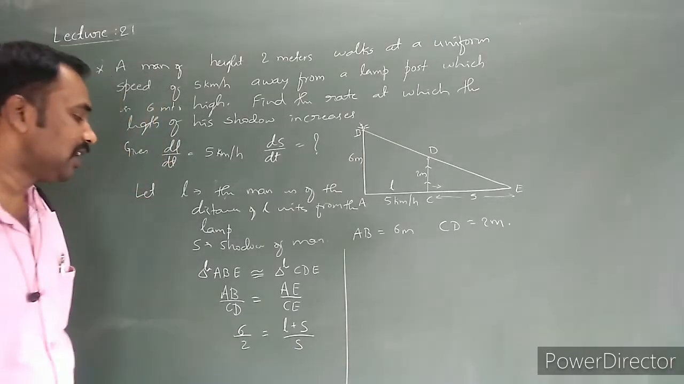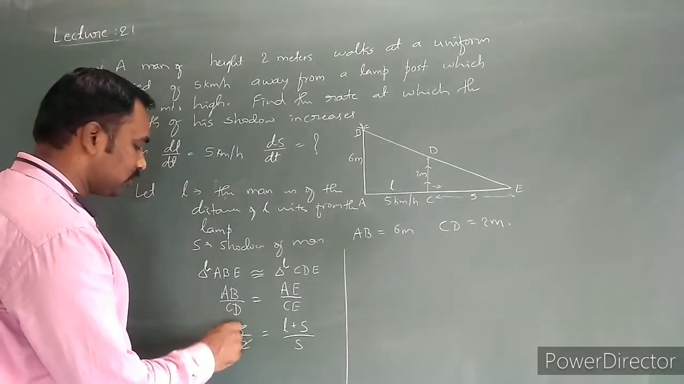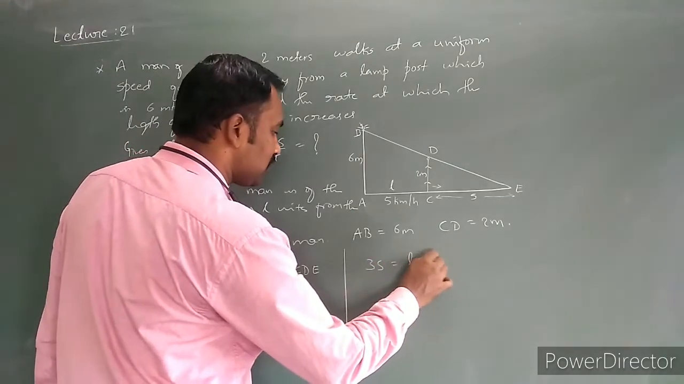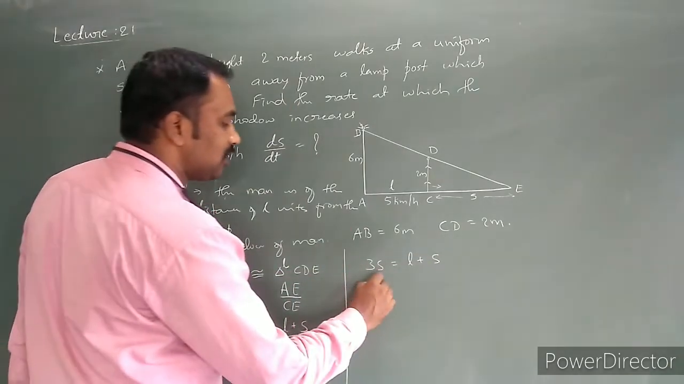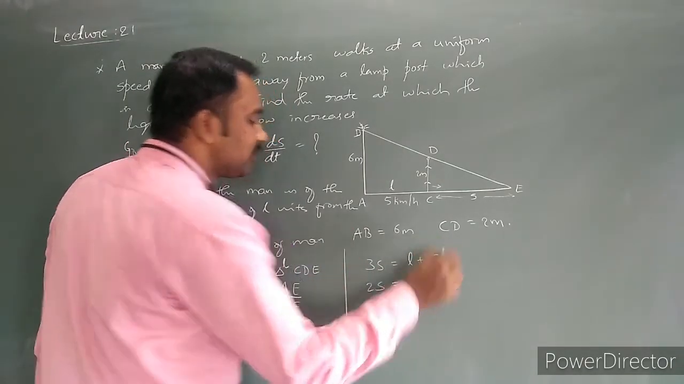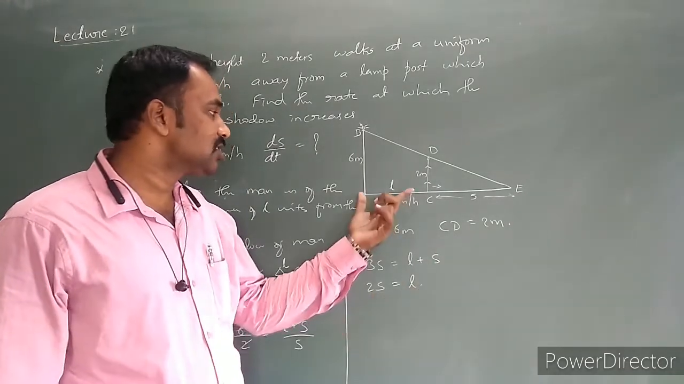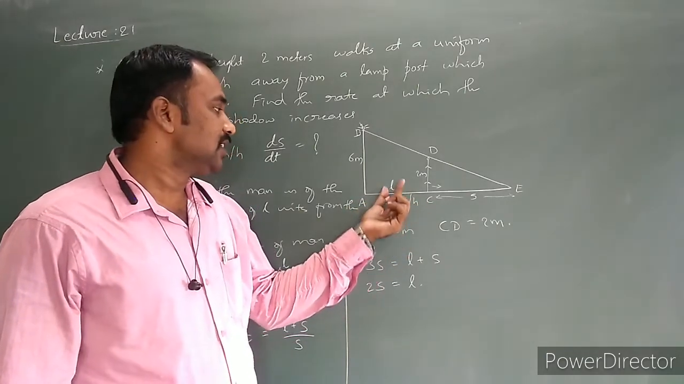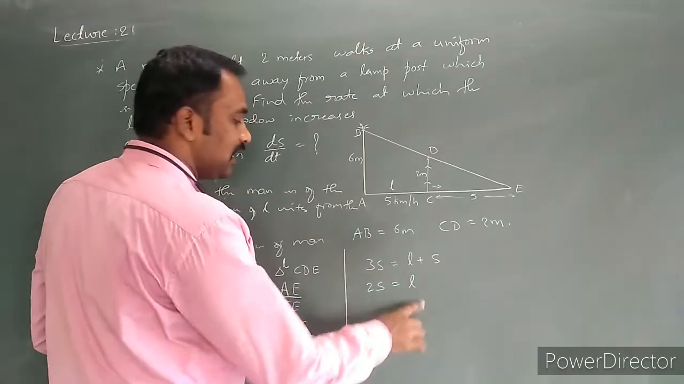Cross multiply and simplify. So what do we get? 6 by 2 is 3. Cross multiply: 3 into S is equal to L plus S. Taking S to the left-hand side, 2 times S is equal to L. S denotes the shadow of the man. L denotes the distance of the man away from the lamp, or from the bottom of the lamp.